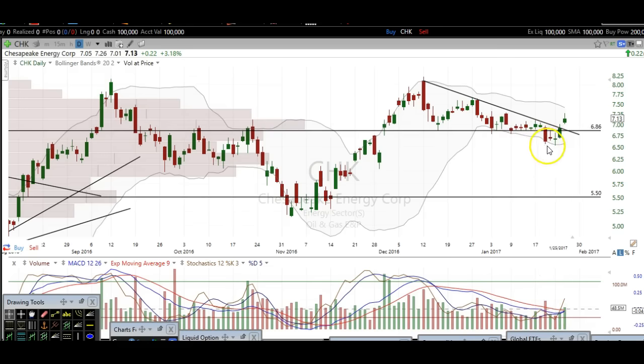And then you can see we broke back over this level here. So to me, this is a false breakdown right here, and that leads to swift moves in the opposite direction. So more than likely, CHK is going to be headed higher here in the short term. The next one we're going to take a look at is QTM.